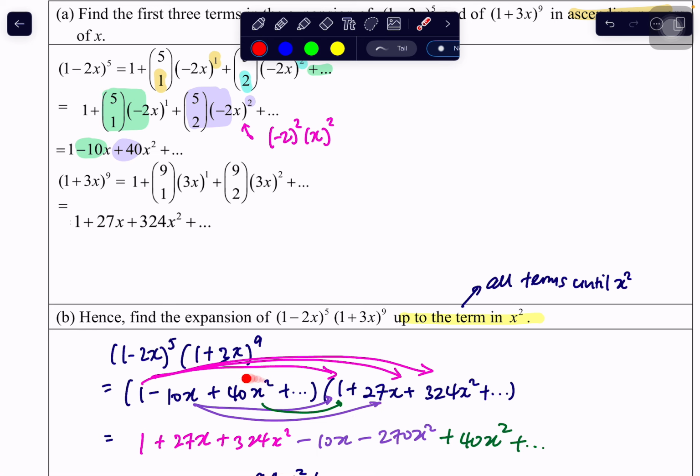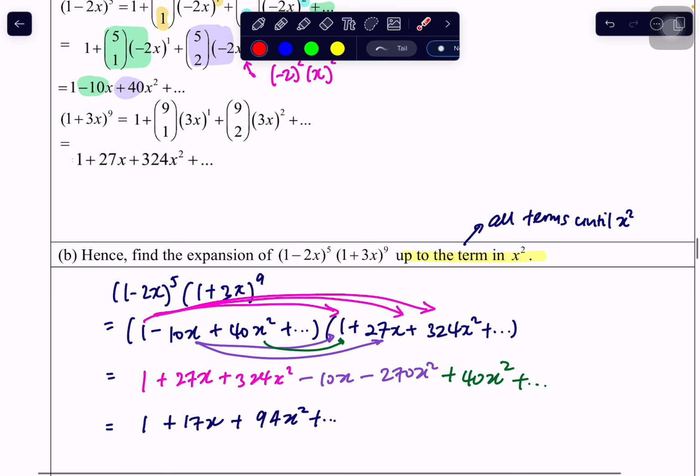Okay, and last term, 40x squared, I multiply to 1. Alright, so that gives me 40x squared. Okay, so simply adding up all of the like terms, I should get this answer: 1 plus 17x plus 94x squared.